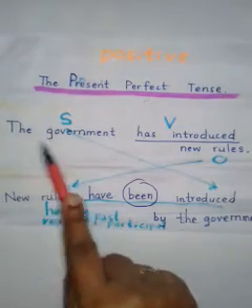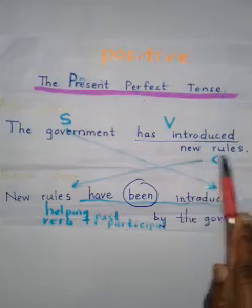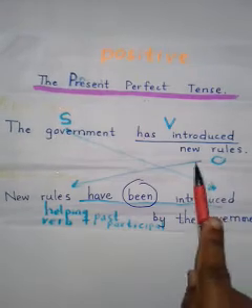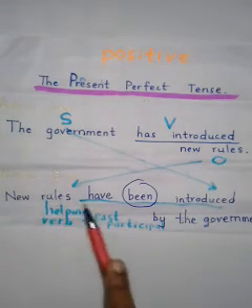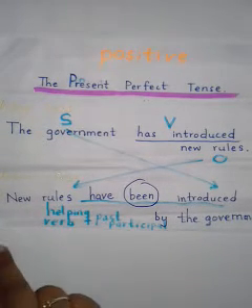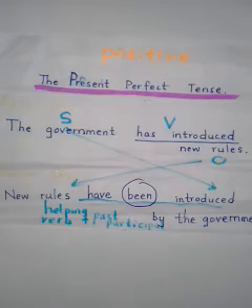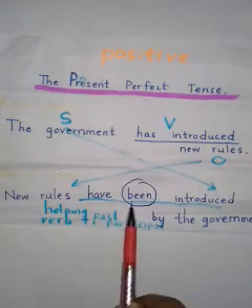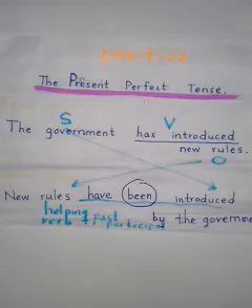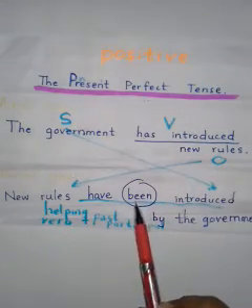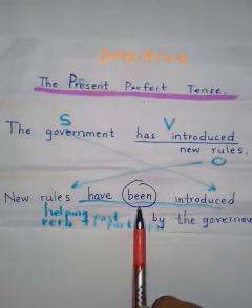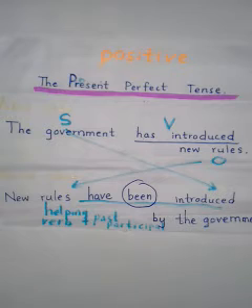Active voice. The government has introduced new rules. රජය හඳුන්වා දී තියෙනවා අලුත් නීති. New rules have been introduced by the government. අලුත් නීති හඳුන්වා දෙනු ලැබ තියෙනවා අලුත් රජය විසින්. Remember children, to show the aspect perfect, perfect නම් අපි been අනිවාර්ය පදයක් විදිහට එකතු කරන්න ඕනේ.